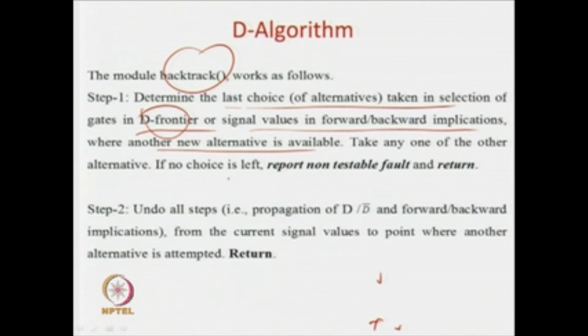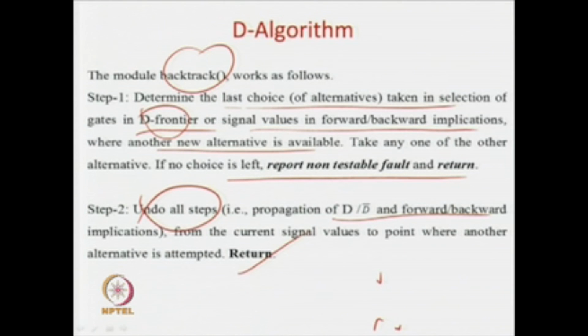Now, if at some point of time you find that there is no choice available, then you say that the fault is untestable, and the fault cannot be tested because of redundancy. That also is one example we will see when we go to the question answer session. So, what step number 2 discusses is undo all steps, which means undoing the propagation of D prime and the backward current signal values, back to where the last option was attempted.